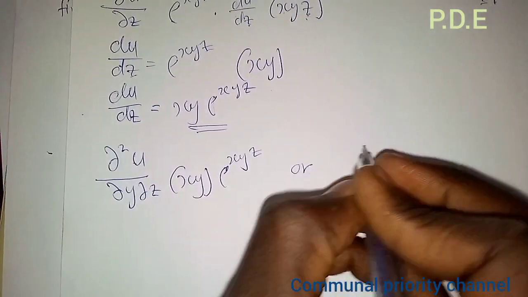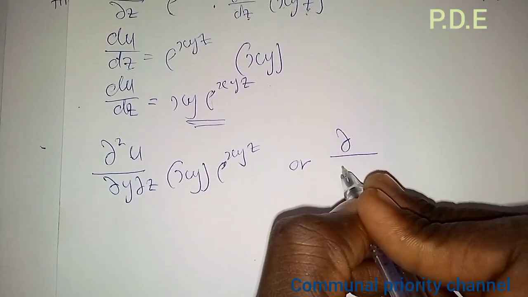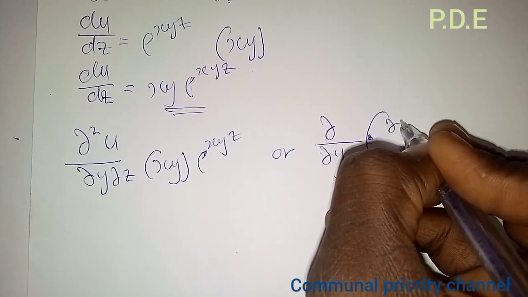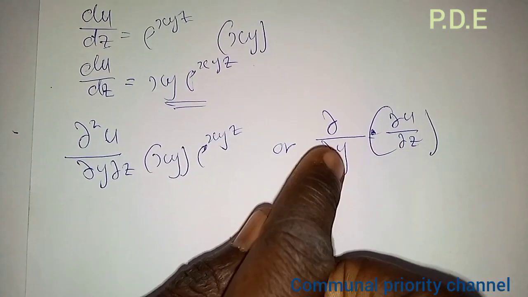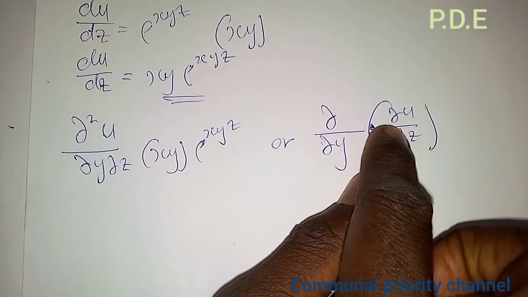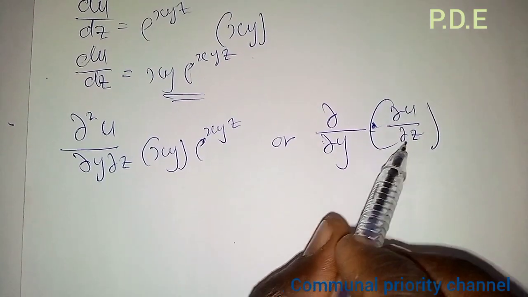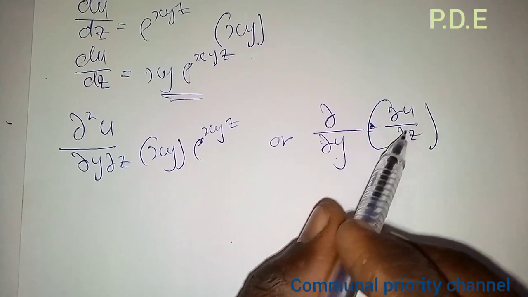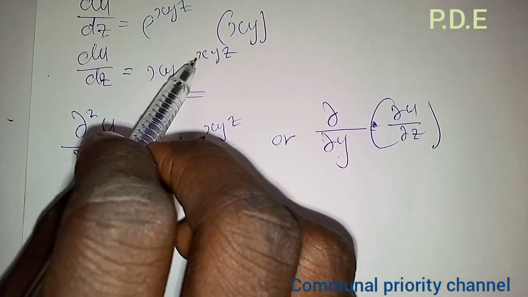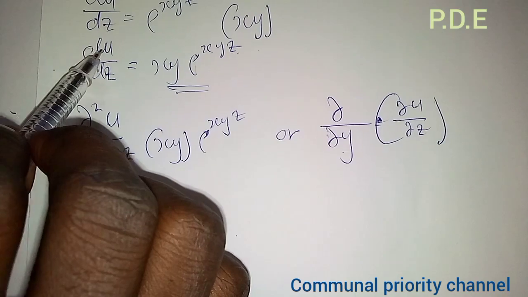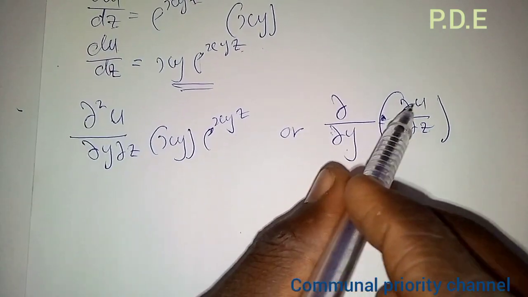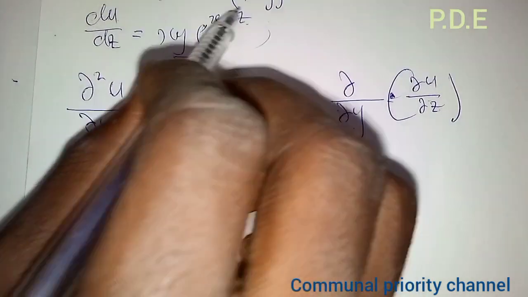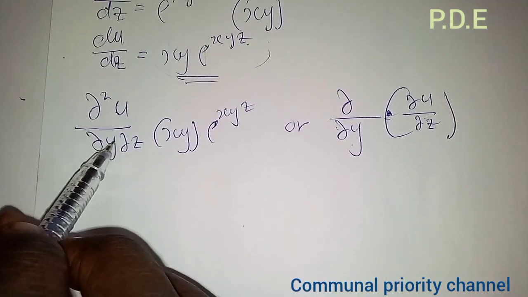Or if you want, you can say ∂/∂y equals ∂u/∂z. You're going to differentiate the value you got in the differentiation of u with respect to z, with respect to y. Which value did we get in the differentiation of u with respect to z? We got xy e^(xyz). So therefore, we can simply differentiate this value if you want to get ∂²u/∂y∂z.